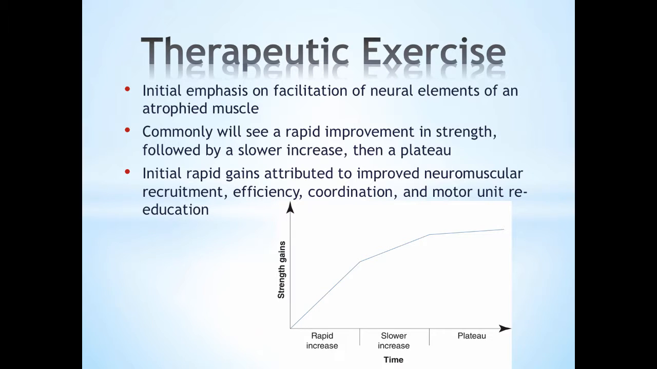So the initial emphasis in our rehab, in our therapeutic exercises, we want to facilitate the neural elements of an atrophied muscle, or we want to prevent the atrophy to occur by facilitating the neural elements. So you see from the graph here, you have strength gains on the vertical and you have time on the horizontal. So you see a rapid increase and then a kind of slower increase, and then it plateaus off or levels off. So those initial gains are typically attributed to the neuromuscular recruitment, the efficiency, the coordination, and the motor unit re-education. Same thing goes with weight training.